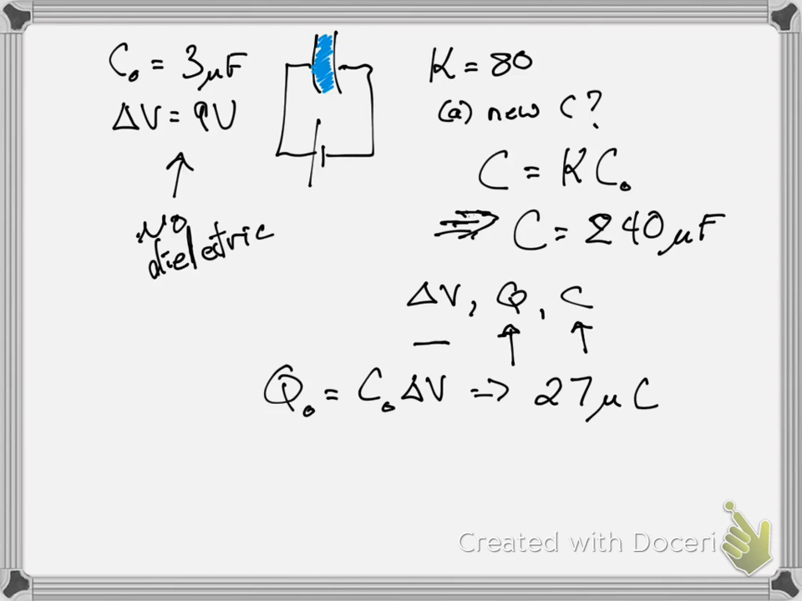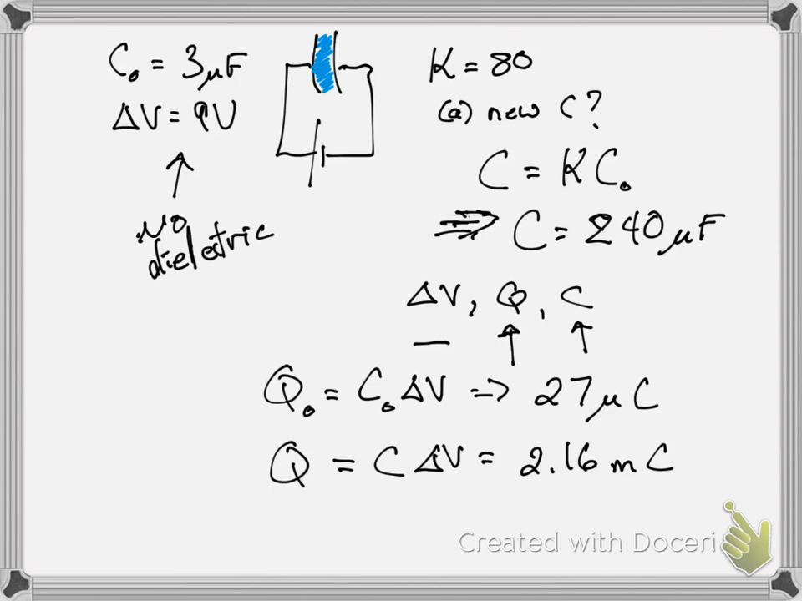Don't be confused. This C right here is not capacitance. That's our unit. You have to look at context. So our new charge, Q, is the new capacitance times delta V, or 80 times that, which gives us 2,160, or 2.16 millicoulombs of charge on each plate once I put in the new dielectric.